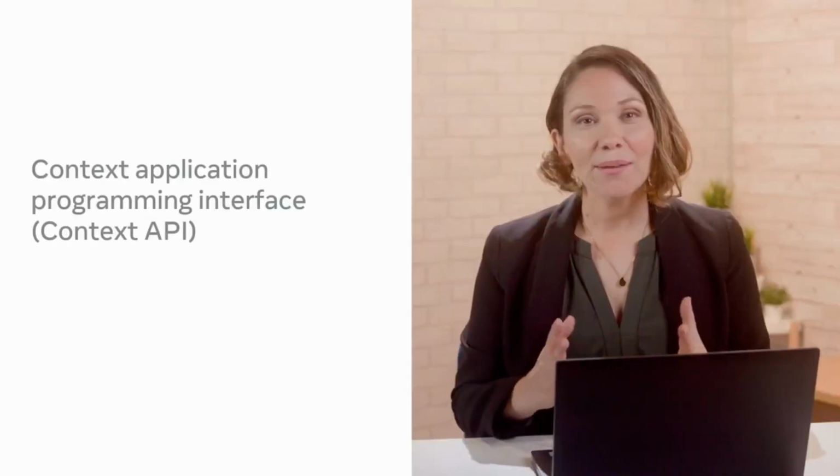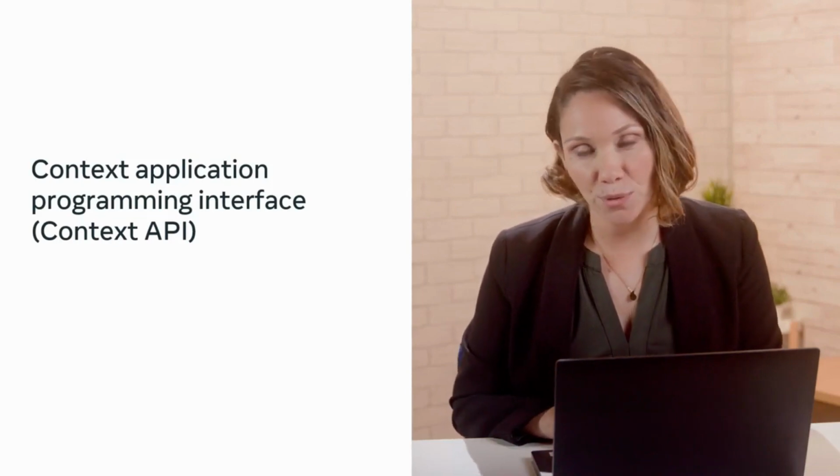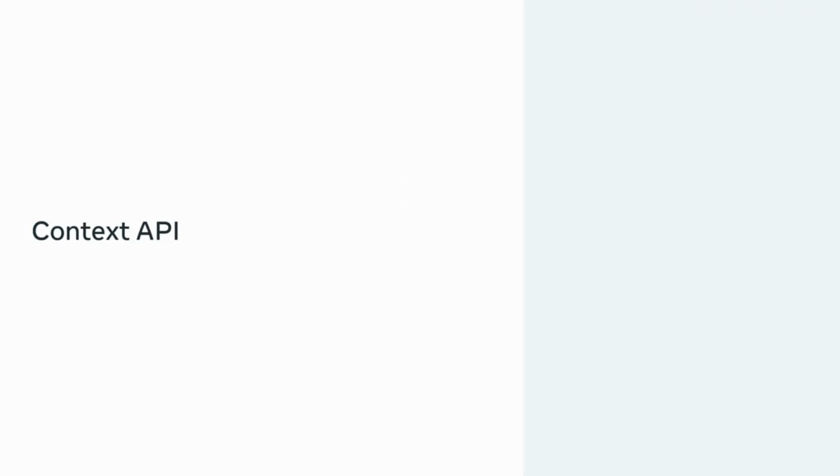The way React has solved this problem is by introducing the Context Application Programming Interface, or API. Context provides an alternative way to pass data through the component tree without having to pass props down manually at every level. It is the right tool when you need to share data that can be considered global for a tree of React components. Let's take some time to examine Context API in action.